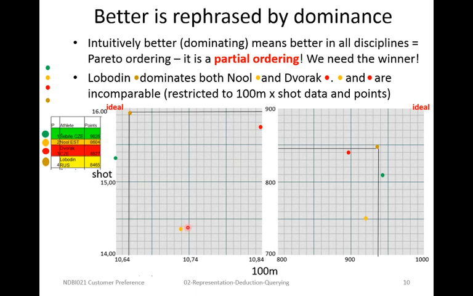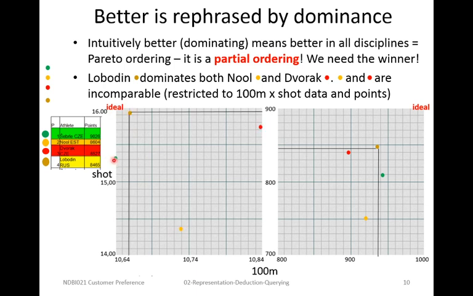What does it mean better? Well, in the 100-meter run, better means to have a shorter time in which you manage to run 100 meters. In the shot, better is a bigger distance of your shot. So here is the ideal point in this data cube, so to say. And what we see is that this athlete, at least in these 2 disciplines, is really better than these 2.